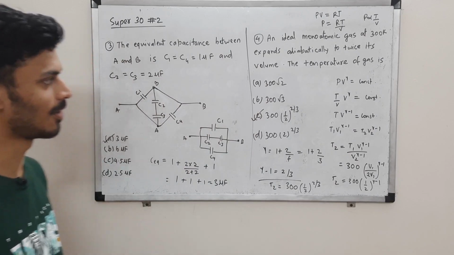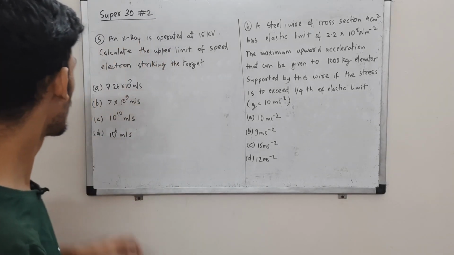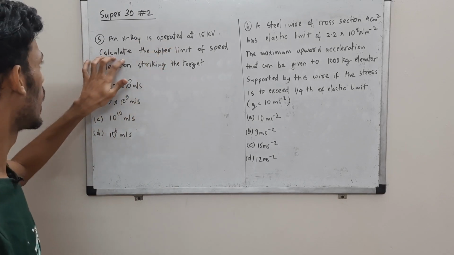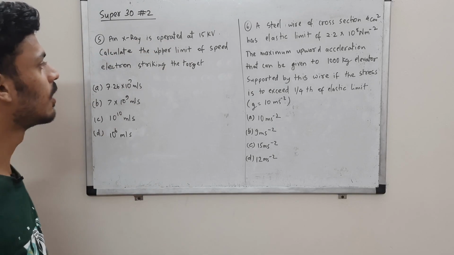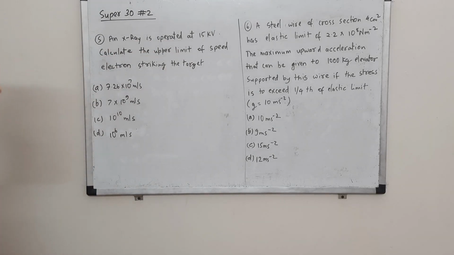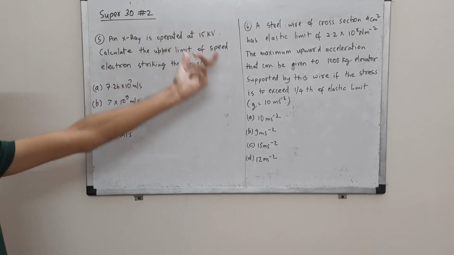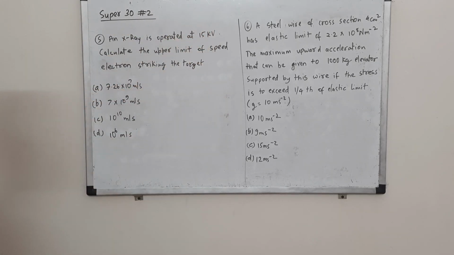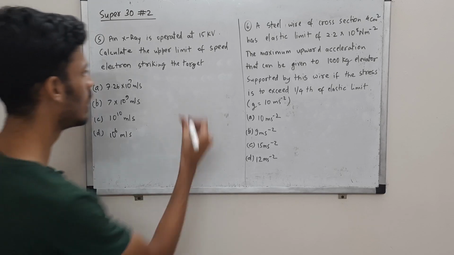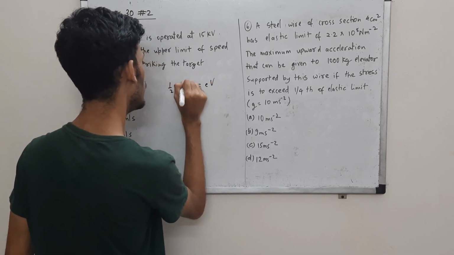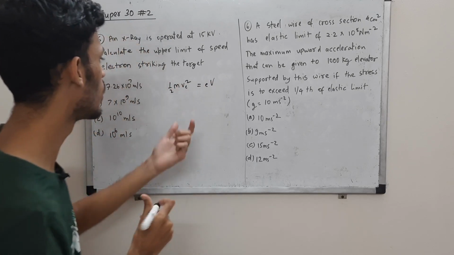Over to the next set of questions. Time for question 5 and 6. Question 5: an X-ray tube is operated at 15 kilovolt. Calculate the upper limit of the speed of the electron striking the target. Here you are just supposed to equate the energy from this 15 kilovolt to the kinetic energy. So basically eV is equal to half m v e square. From here you can find v.